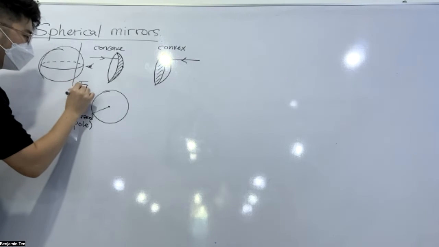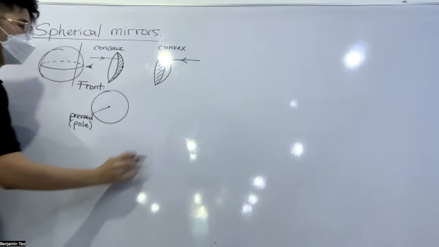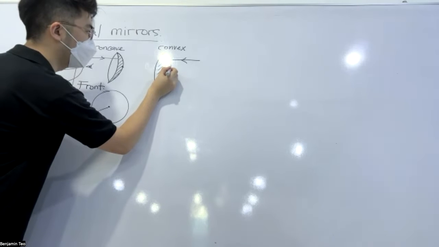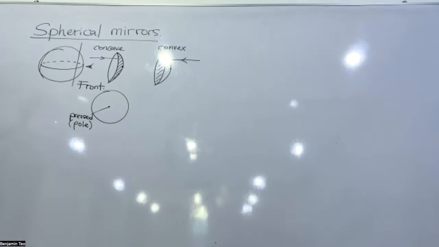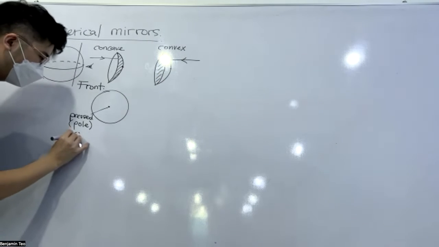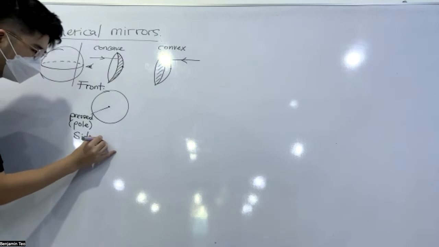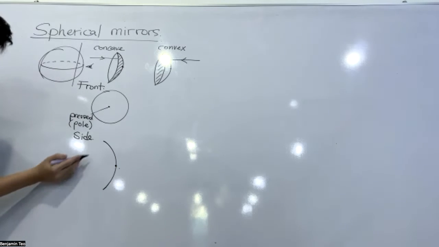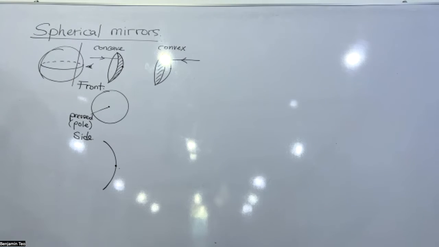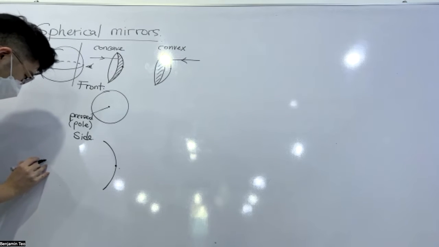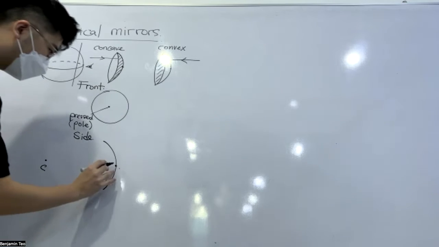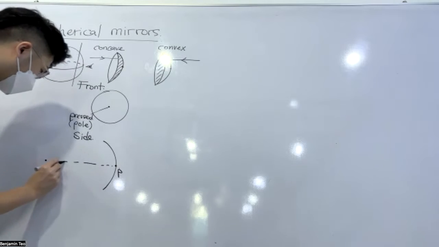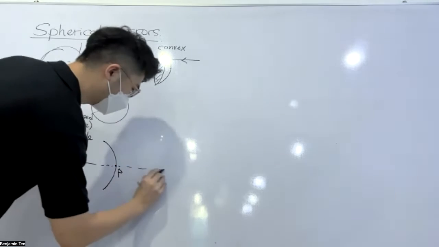Here is again the front view. Same, this one, the pole of the mirror. For the side view, I'll just draw like this. This is the pole. And then this curvature has a center, right? Somewhere here is my center. If I draw an axis, joining the center with the pole, you get your principal axis.